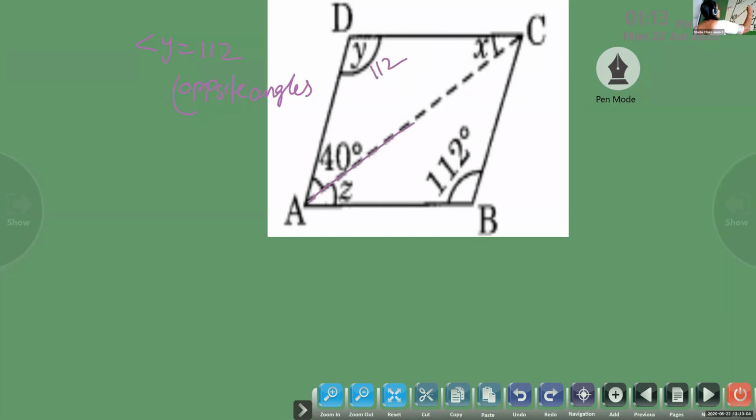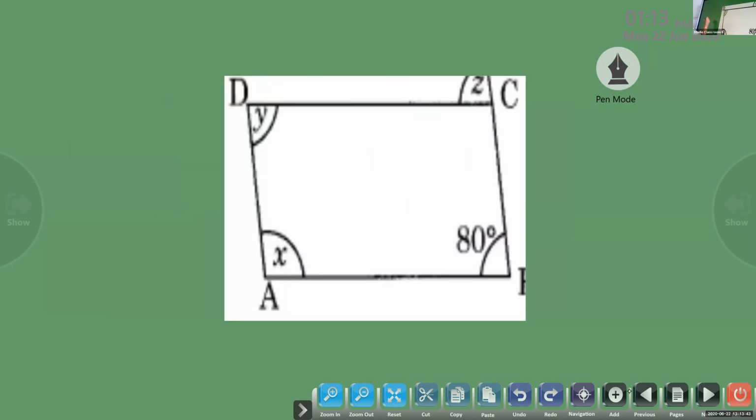And here is a diagonal. So this is a triangle. So from here we will get x, because the sum of angles of a triangle is 180 degrees. So for getting angle x, we will subtract 40 plus 112 from 180. So it is equal to 180 minus 152, which is 28. Good. So angle x equal to 28.